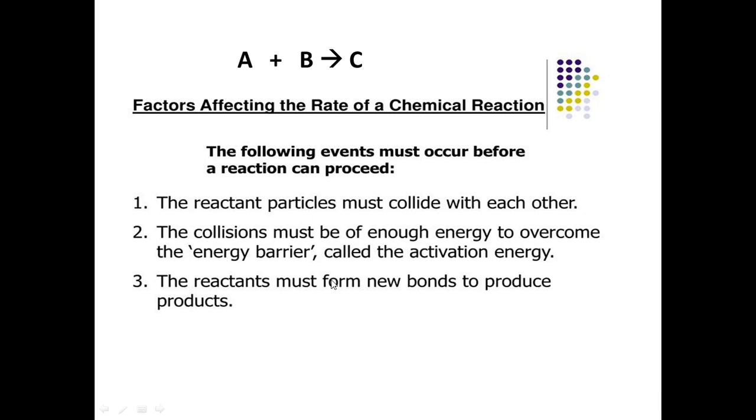Then the reactants must form new bonds to produce the product. So we have this reaction. There must be a collision between the reactants, and that collision must produce an energy which can overcome the energy barrier we call the activation energy of this reaction. Then bonds must be broken in A and B. Then new bonds must be formed to form C. That's basically how a reaction occurs.